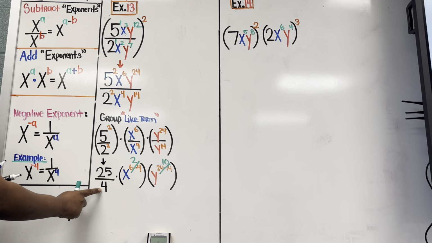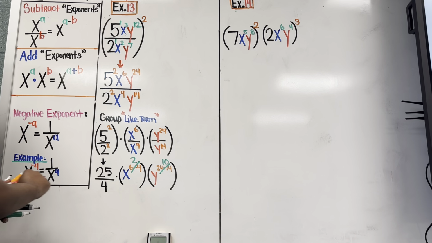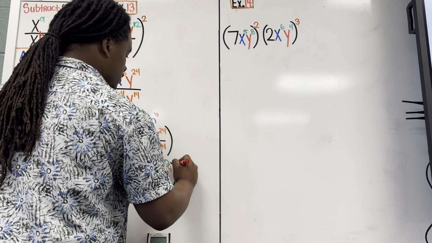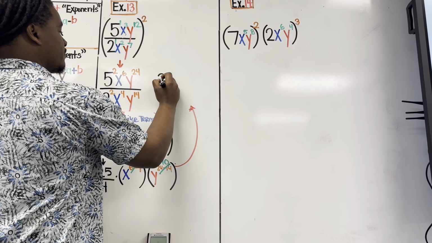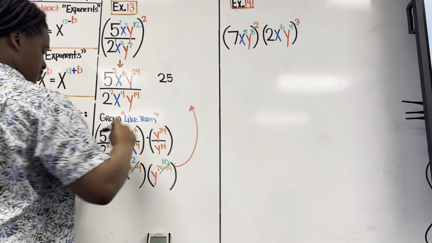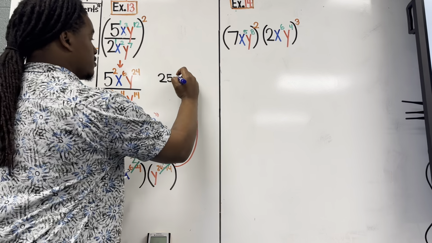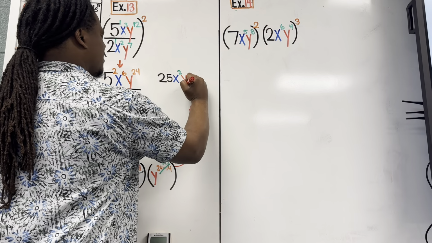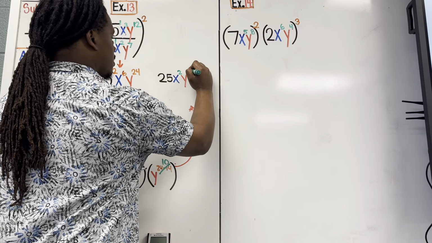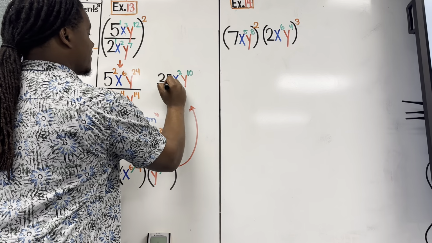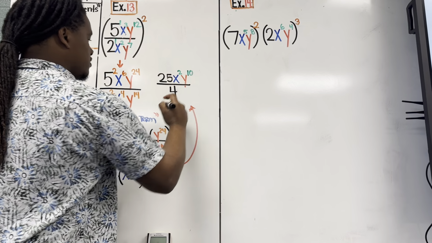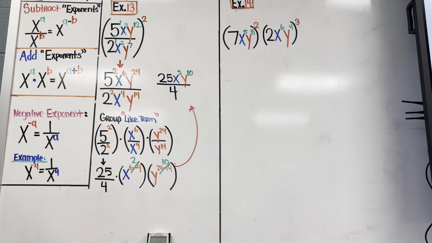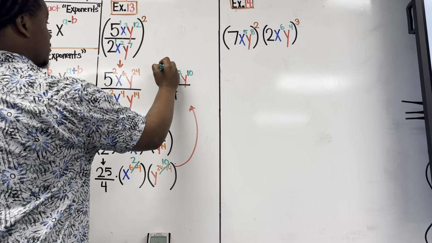And what we can do is put the 4 at the bottom of everything, since it's 25 over 4. So our final answer is going to be 25 x to the 2nd power, or x squared, times y to the 10th power, all divided by 4. So this is how we successfully solve example number 13.